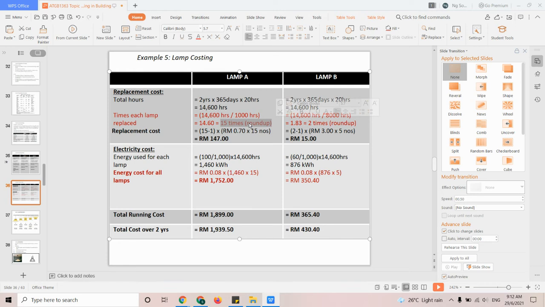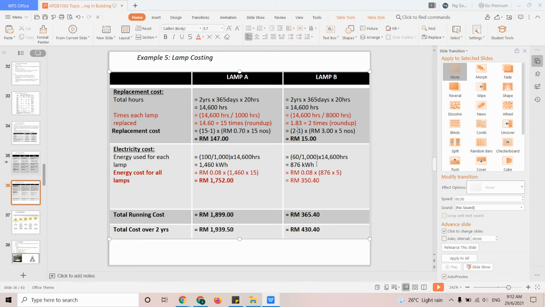So over the period of years after you are installed, you actually need to replace it 14 times. But as opposed to lamp B, you only need to replace it one time because of its long lifespan. So that's where the difference comes about.